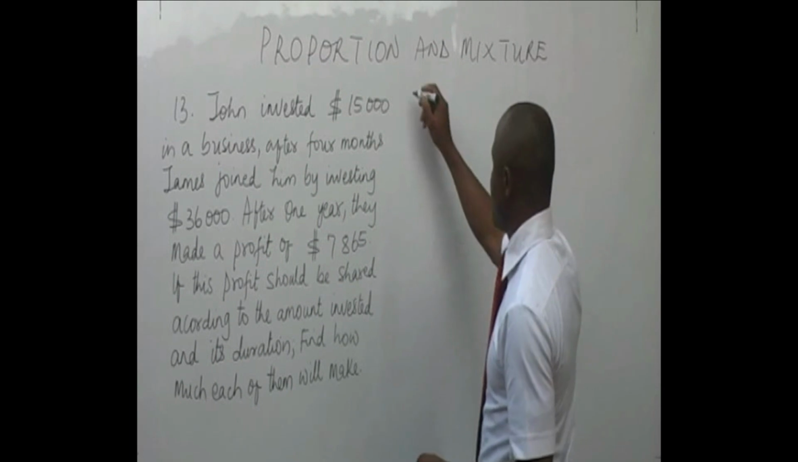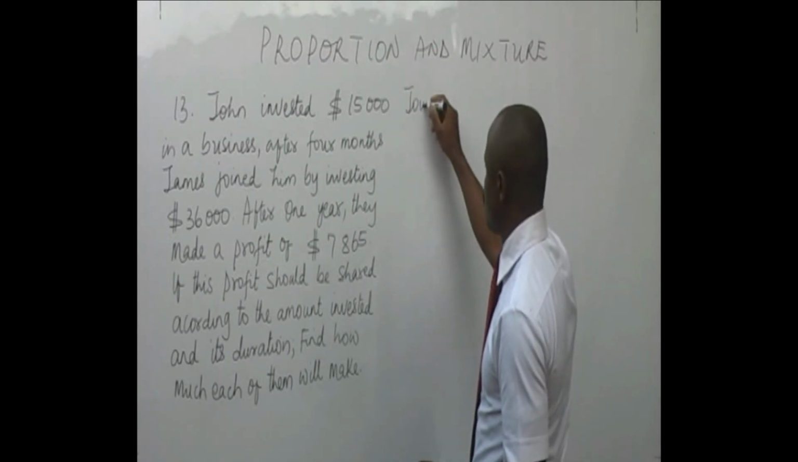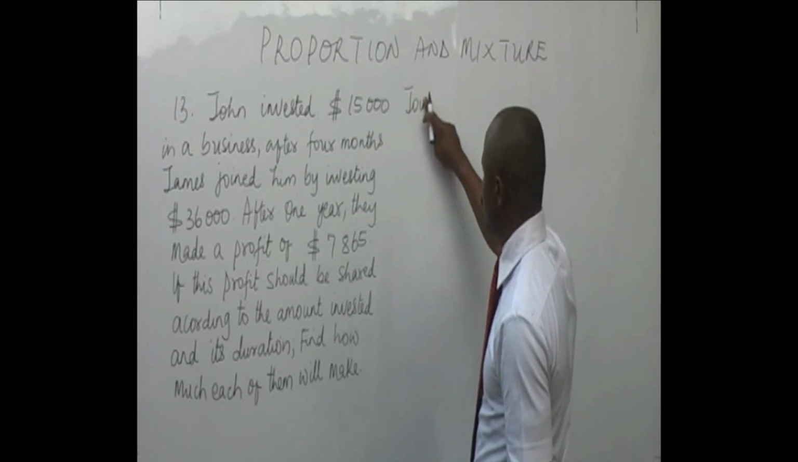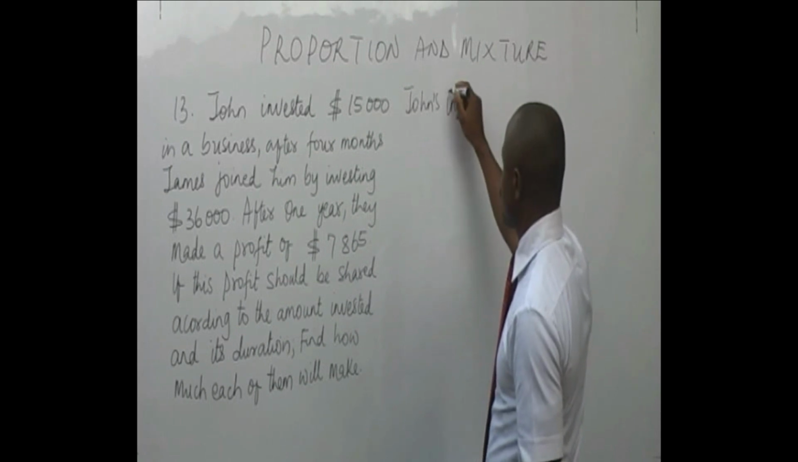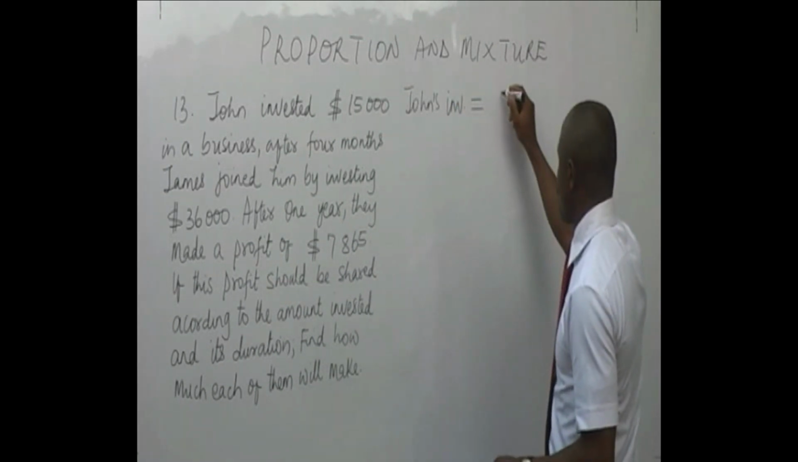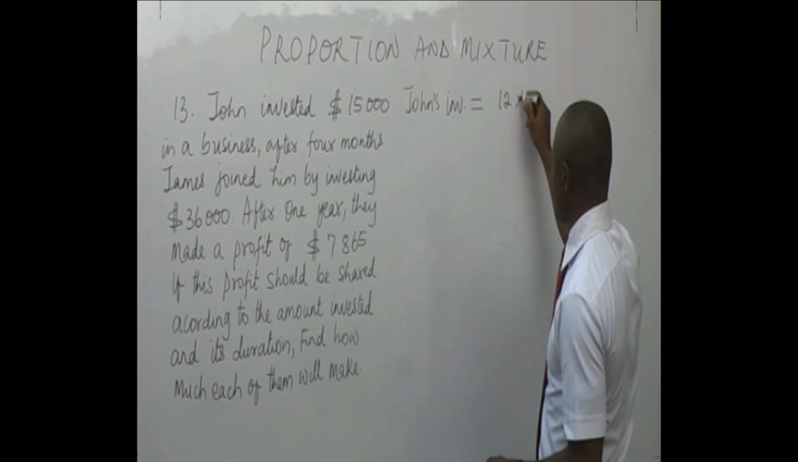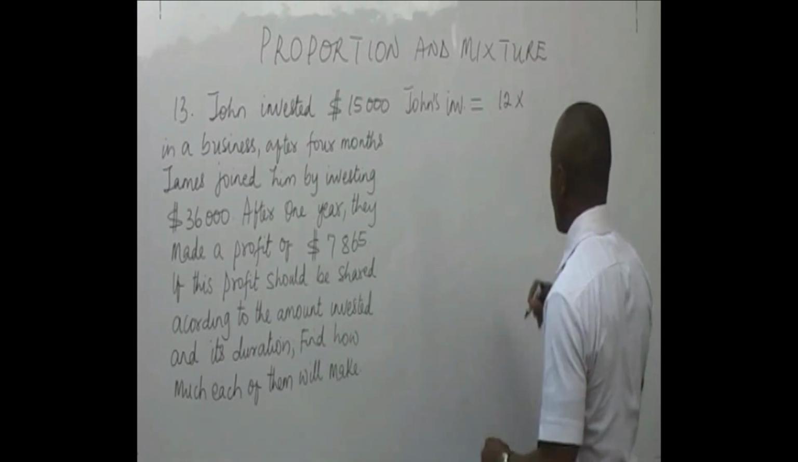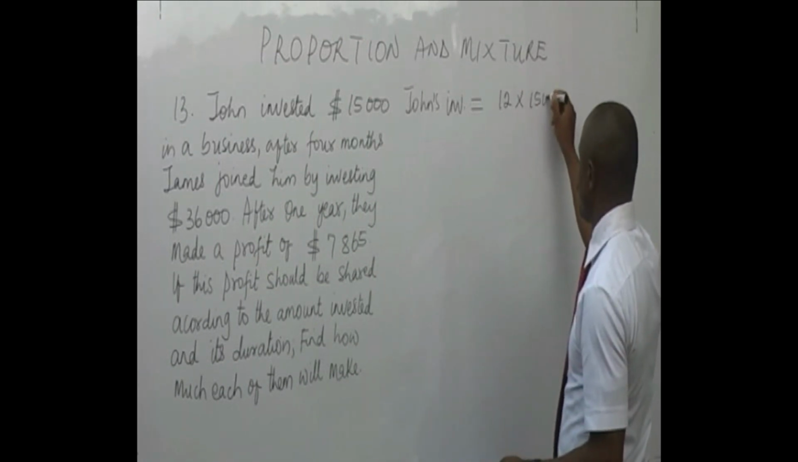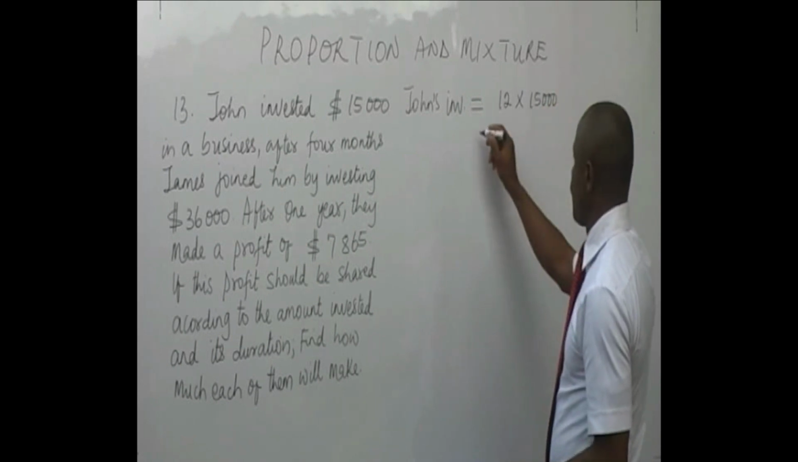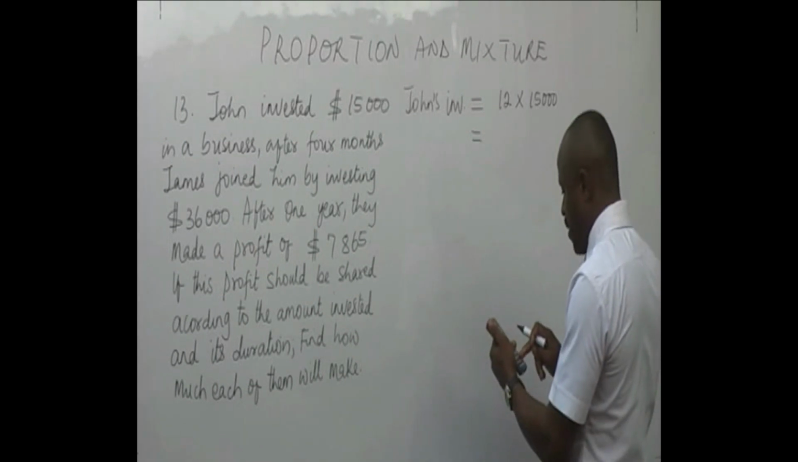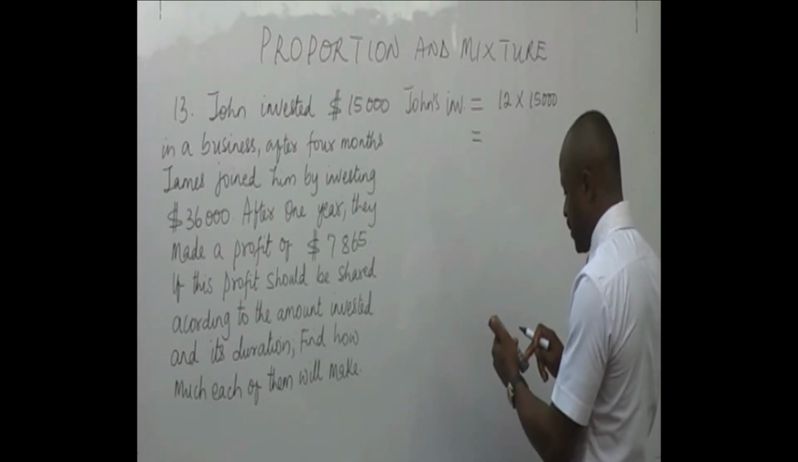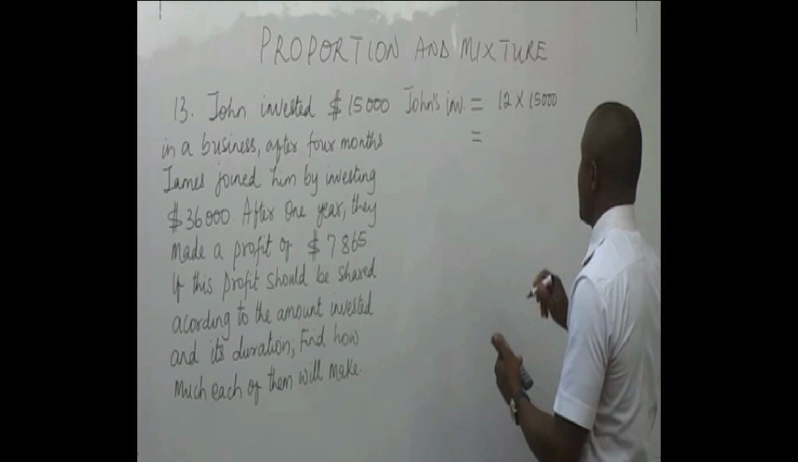That means John's investment is equal to 12 months times the amount he invested, 15,000. Let's see what it will give us. 12 times 15,000 is 180,000.